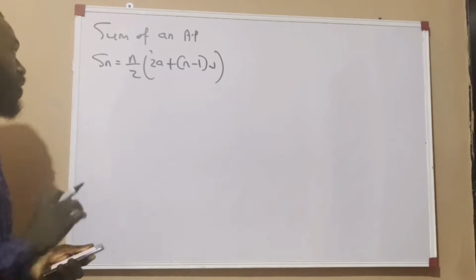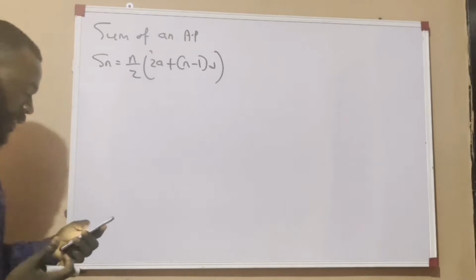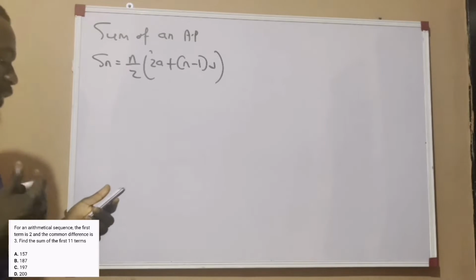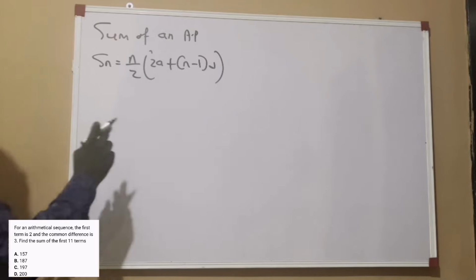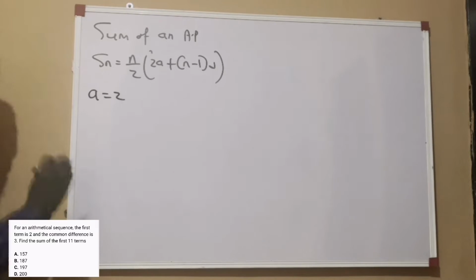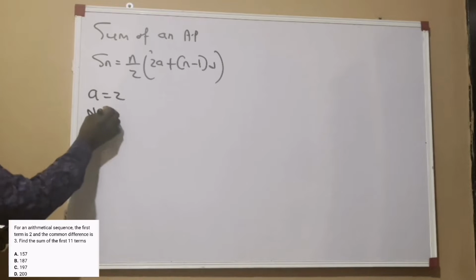Now we shall be solving a question to see how we can actually make use of this formula. Now the question says, for an arithmetical sequence, the first term is 2. Now remember we just said a represents the first term, so a is 2, okay, and the common difference is 3. So our d, which represents the common difference, is 3.